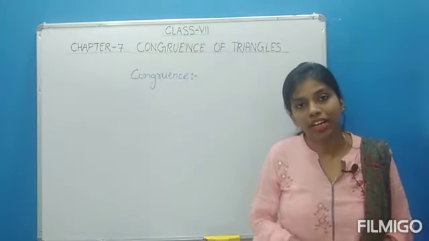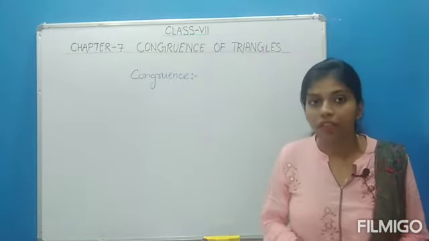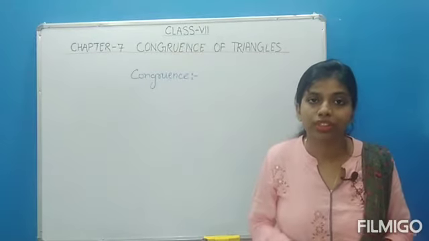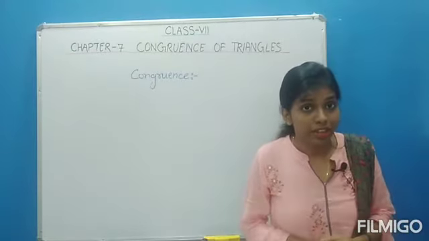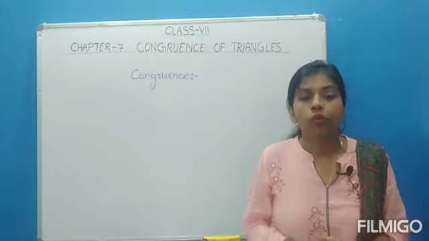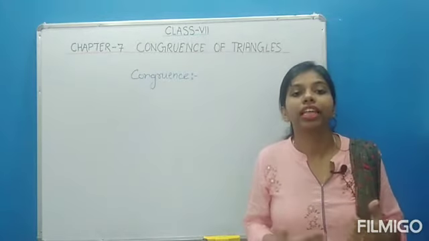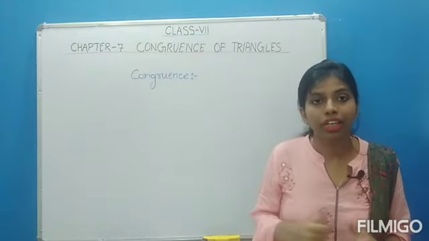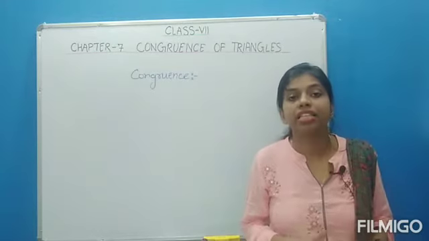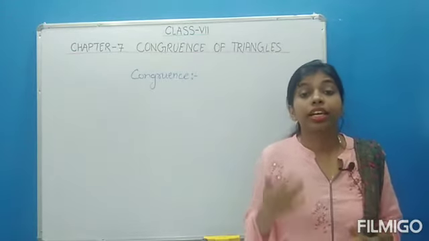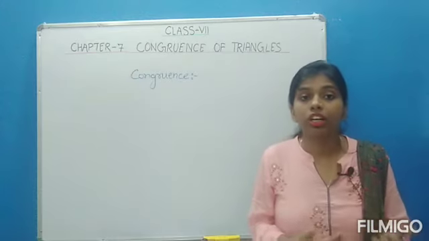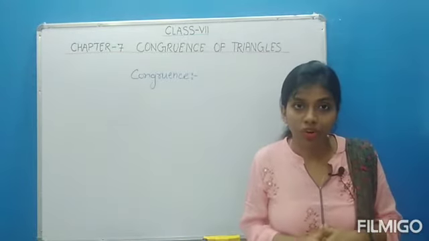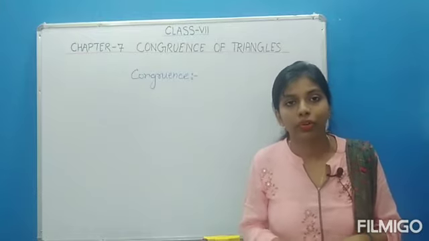Before starting this chapter, let's discuss a very important geometrical idea, that is, what is congruence. It is a very important geometrical idea when we call two figures congruent or not. Congruence means if two figures have the same shape and the same size, then if we put one figure on another, they overlap each other, and we call those figures congruent to each other.